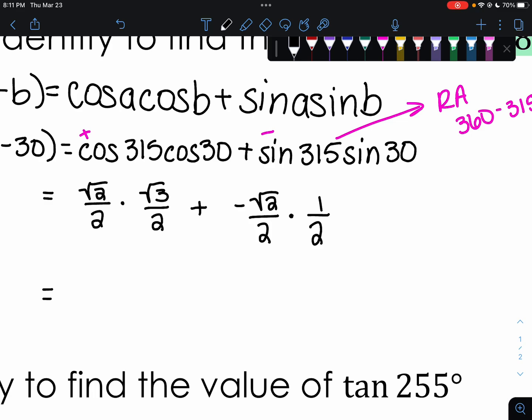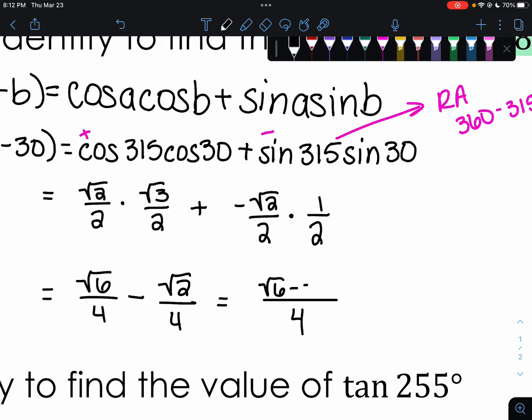So I multiply the tops together. The square root of 2 times the square root of 3 is the square root of 6. 2 times 2 is 4. I am going to have the negative square root of 2 times 1, which is a negative square root of 2. And then 2 times 2 is 4. Now that I have that with common denominators, I can write it as one big fraction over 4. And I get the square root of 6 minus the square root of 2.